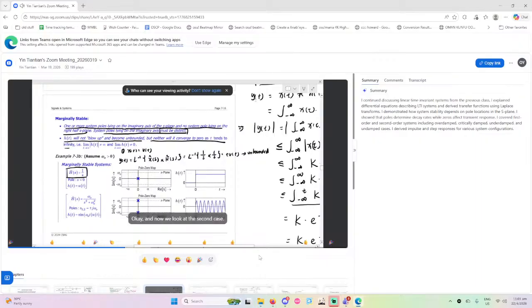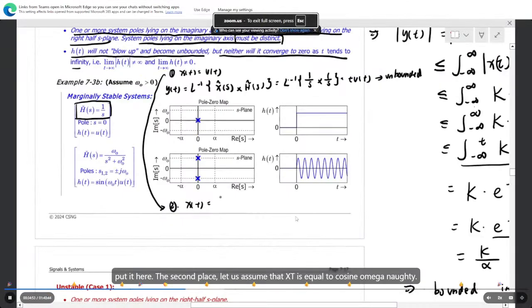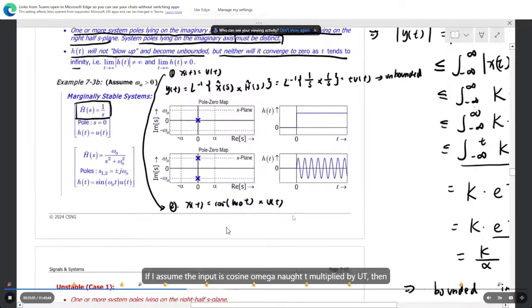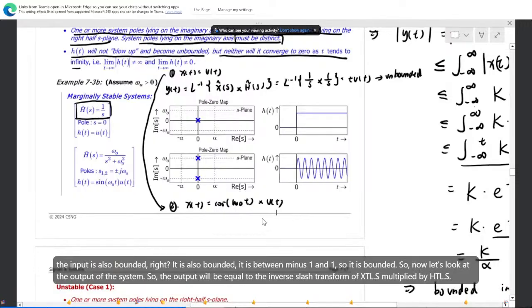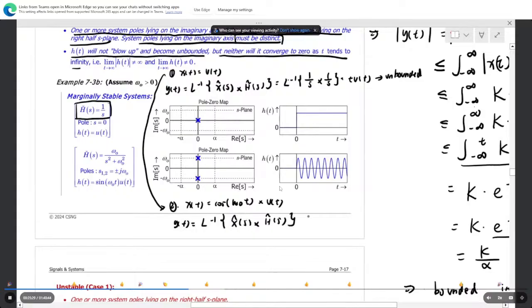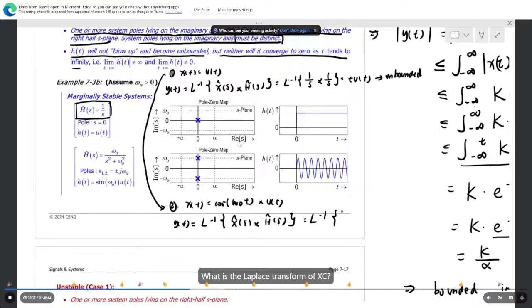Okay. And now we look at the second case. Here, let us assume that x(t) is equal to cosine omega naught t multiplied by u(t). If I assume the input is cosine omega naught t multiplied by u(t), then the input is also bounded, right? It is between -1 and 1, so it is bounded. So now let's look at the output of the system. So the output will be equal to the inverse Laplace transform of X(s) multiplied by H(s). What is the Laplace transform of x(t)?